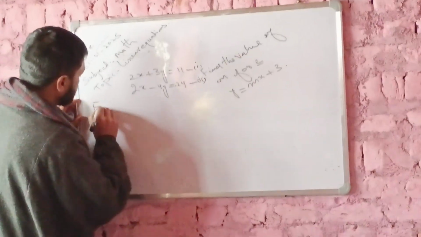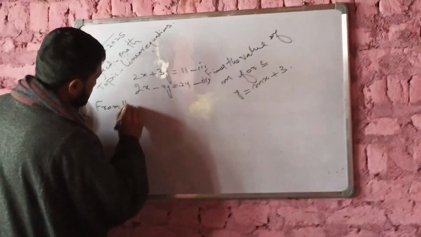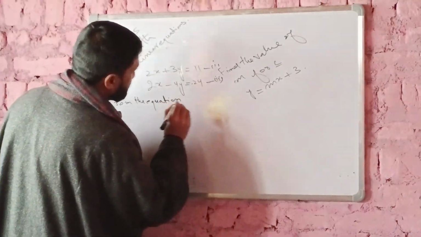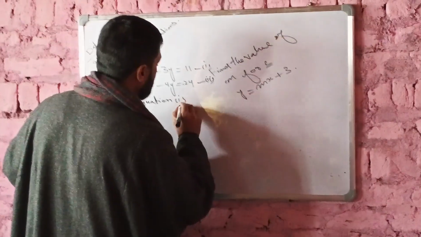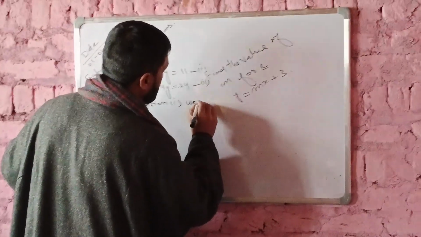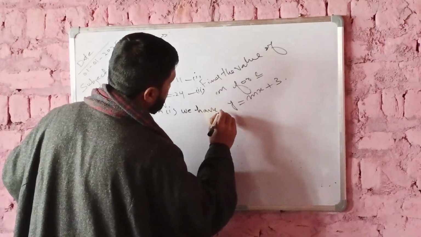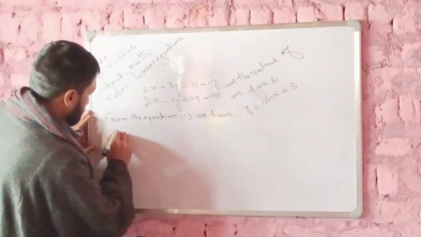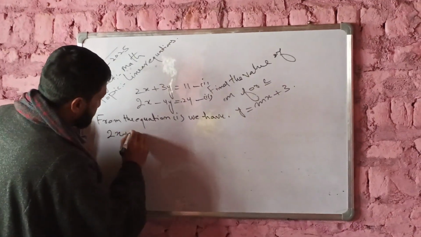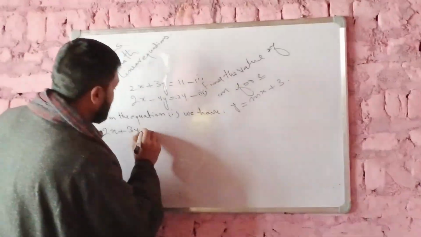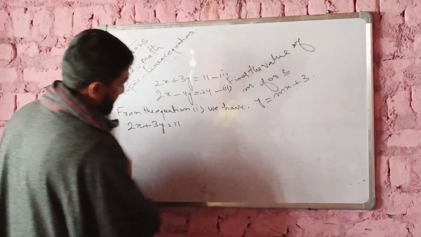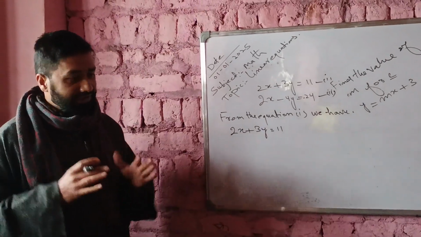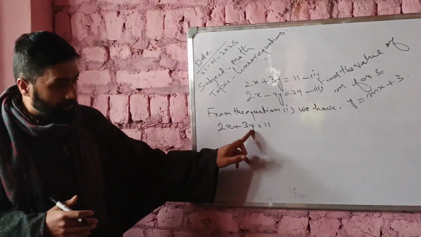From the first equation we have 2x plus 3y is equal to 11. Okay? Now I am at liberty either to find the value of x or of the variable y.